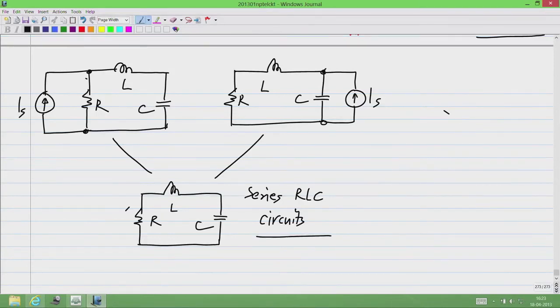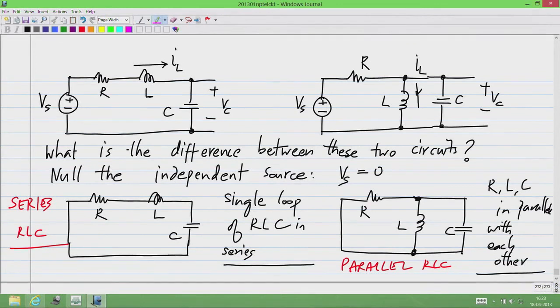circuits. Similarly, even in this case, I could have sources in different places, voltage sources in series with one of these branches, or current source in parallel with something else. Okay. In all of those cases, I will get R, L and C in parallel. If I do get that, it is a parallel RLC circuit.